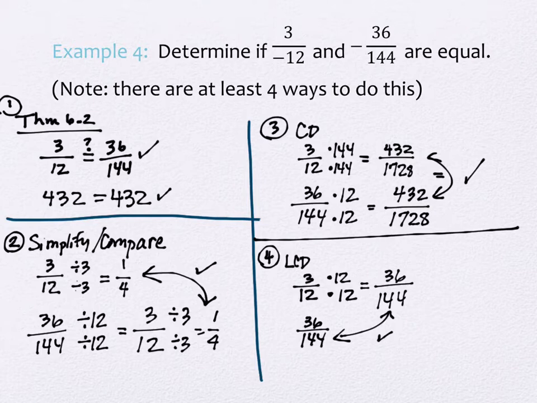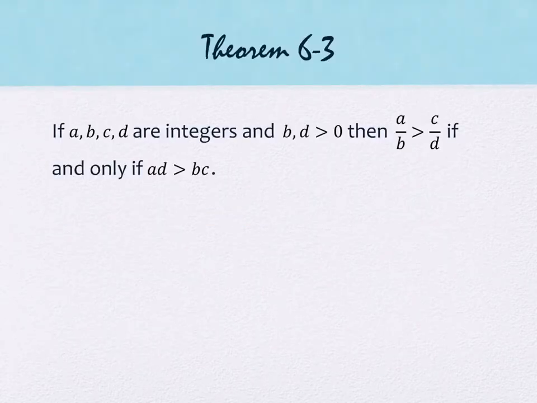All right, so Theorem 6.2 talked about cross multiplication, proving that things are equal. The next theorem is very similar, but instead of proving that things are equal, it talks about when a value is larger than another value, like greater than or less than. It says if we have a, b, c, d in integers and b and d, the denominators, are not 0, then a over b is greater than c over d if ad is greater than bc.